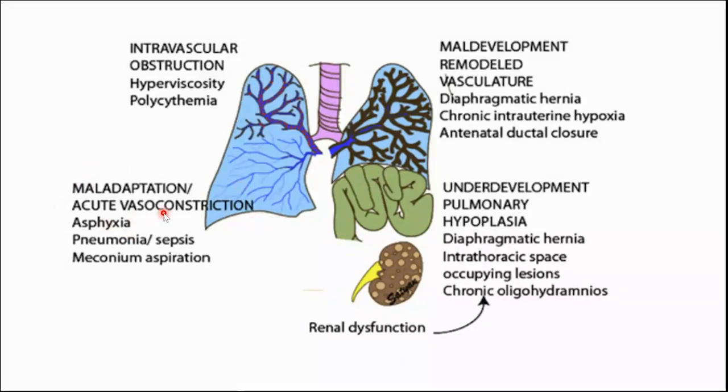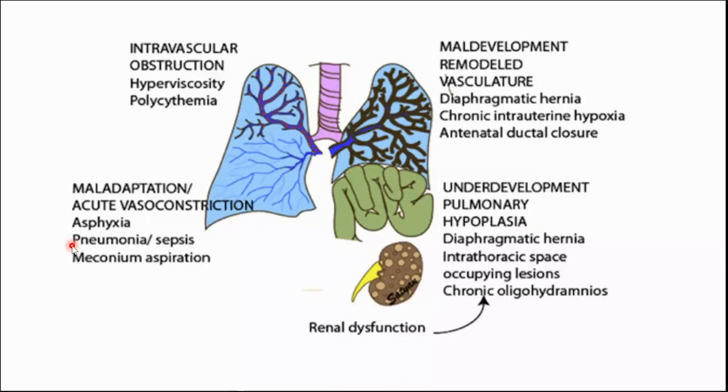There is a general saying that the pulmonary vessels are like an angry wife who is waiting to get angry all the time. Likewise, with the slightest insult, if there's asphyxia, they go into spasm. If there's a component of sepsis, they go into spasm. So in any condition, HIE, pneumonia, neonatal sepsis, or meconium aspiration syndrome, due to this maladaptation, there is acute vasoconstriction happening at the pulmonary artery level, leading to PPHN.